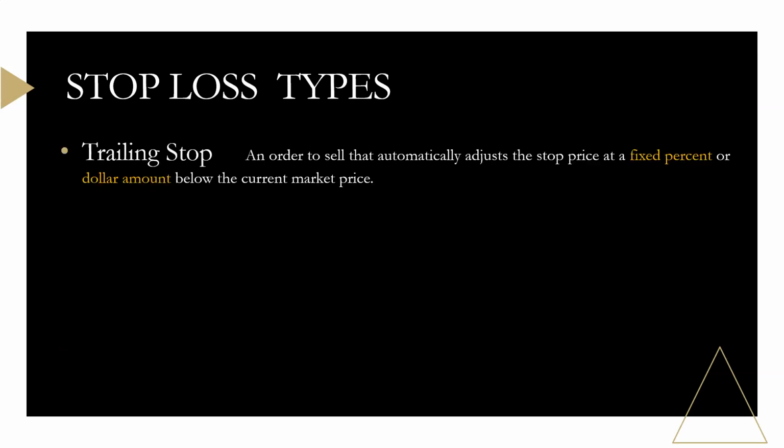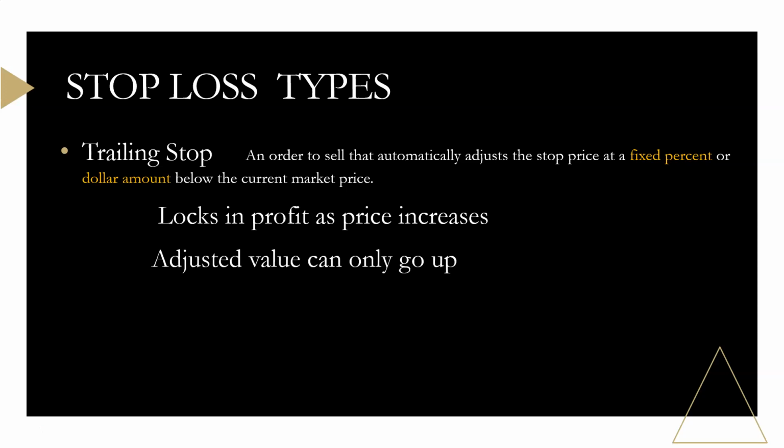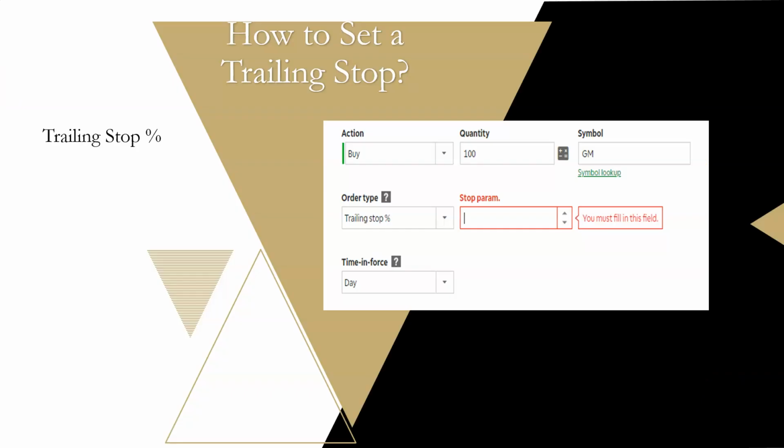A trailing stop is an order to sell that automatically adjusts the stop price at either a fixed percentage or fixed dollar amount. This helps when it comes to locking in profits as the price increases, and the adjusted value can only go up. So as your stock price goes up, so does your adjusted stop. But if the stock price goes down, your adjusted price stays exactly the same. Now, I'm going to show you what I'm talking about in a second. But first, how do you set a trailing stop?